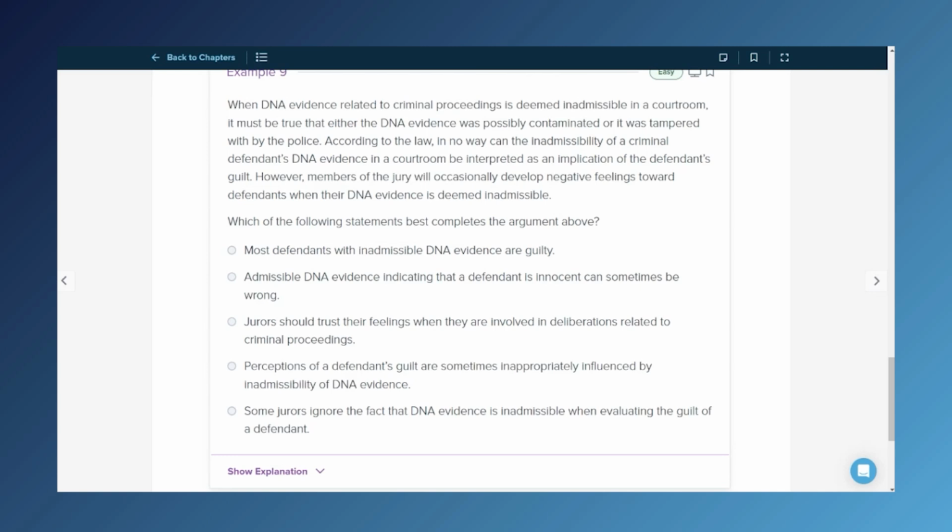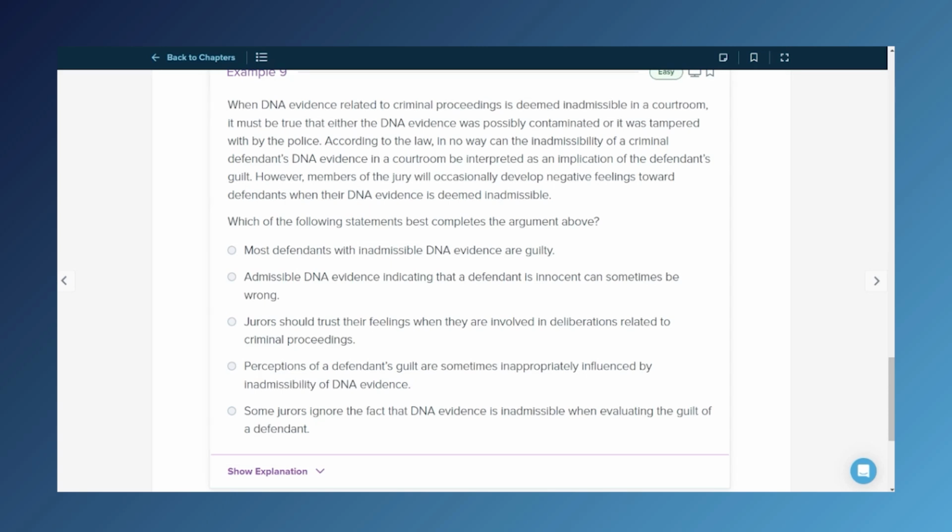When DNA evidence related to criminal proceedings is deemed inadmissible in a courtroom, it must be true that either the DNA evidence was possibly contaminated or it was tampered with by the police. According to the law, in no way can the inadmissibility of a criminal defendant's DNA evidence in a courtroom be interpreted as an implication of the defendant's guilt. However, members of the jury will occasionally develop negative feelings towards defendants when their DNA evidence is deemed inadmissible. Which of the following statements best completes the argument above?